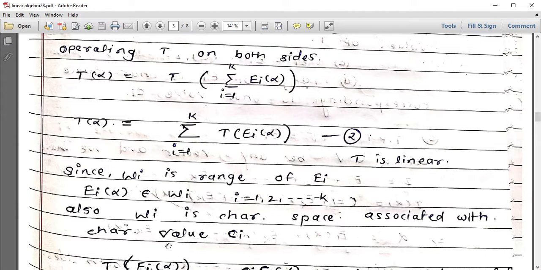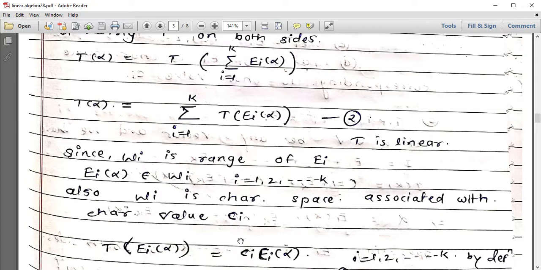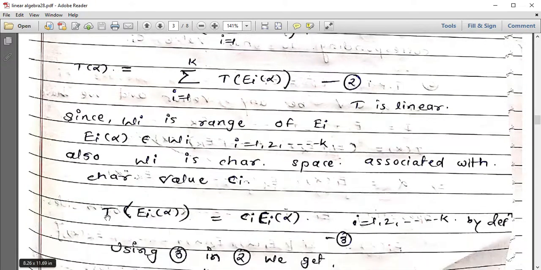Associated with characteristic value C_i. Hence, T of E_i of alpha is equal to C_i into E_i of alpha for i equal to 1, 2 up to k, by definition. How can we write like this?